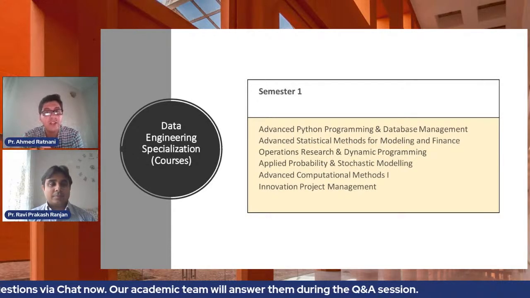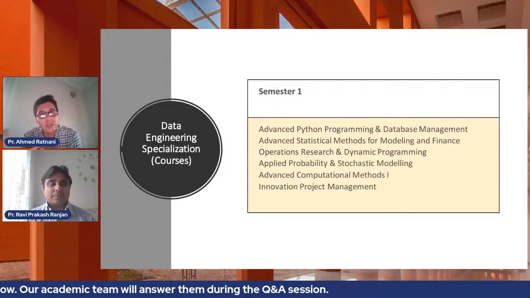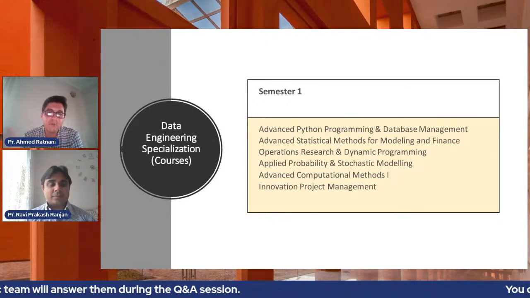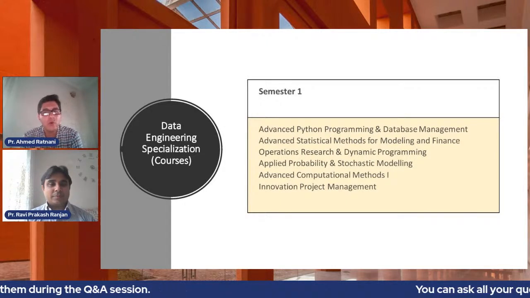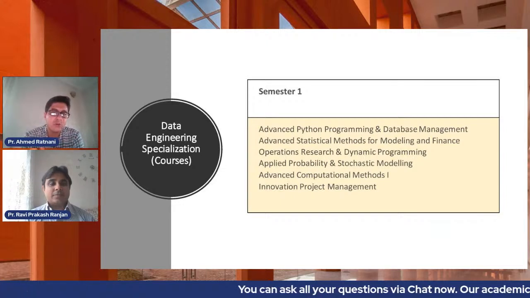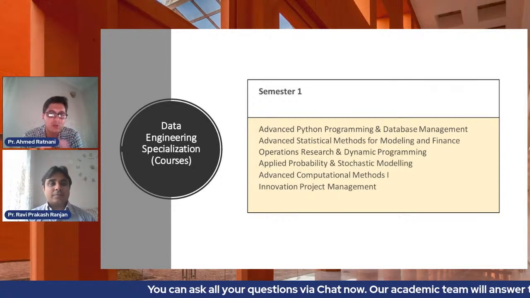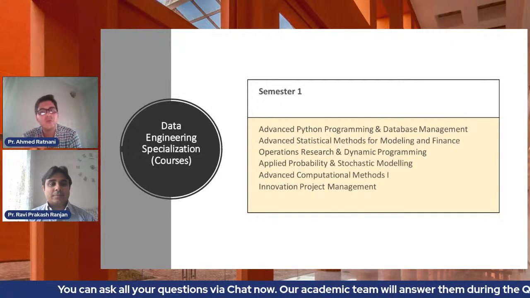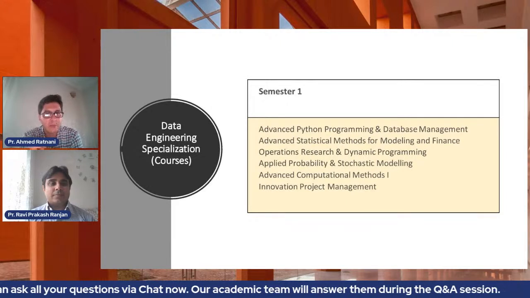The second part, dynamic programming, is needed again for the rest of the program, where typically, for example, in finance, we will be working on optimal control and stochastic control. And for that, we will be using dynamic programming.